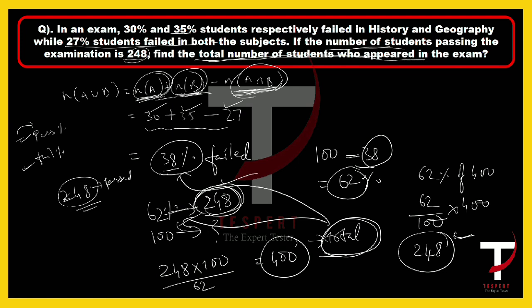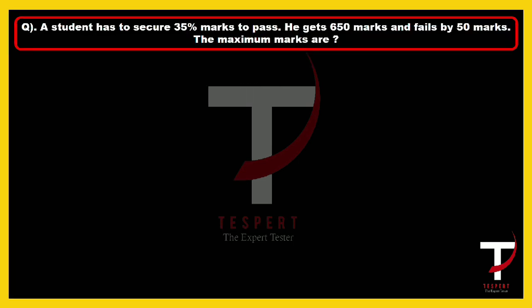A student has to secure 35% marks to pass. However, he gets 650 marks and fails by 50 marks. The maximum marks are? So the pass mark is 700. How did we arrive at it? Because he gets 650 marks and fails by 50 marks. So if he had got 50 more marks, he would have passed. But he didn't pass because he got only 650. He fails by 50 marks. So the pass mark is 700.